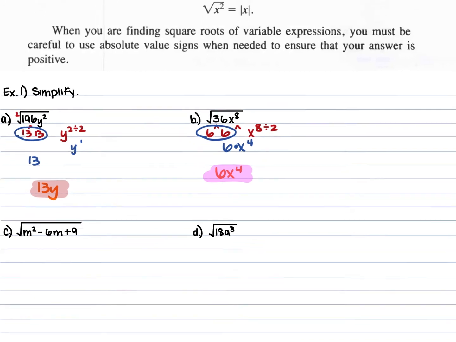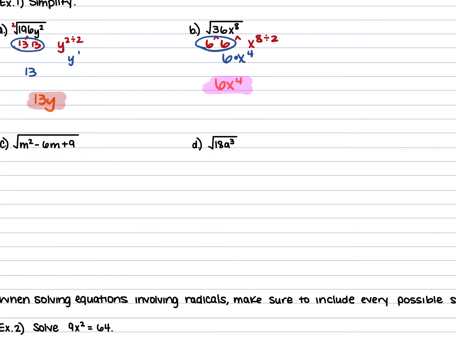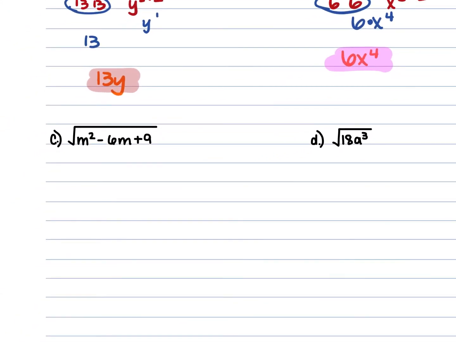For example C, we have the square root of m squared minus 6m plus 9. For this one, that m squared minus 6m plus 9 does factor to become the square root of m minus 3 squared. Because you have this m minus 3 squared, that index of 2 is going to divide with the power of 2, and it'll cancel each other out, so that way it's just m minus 3.